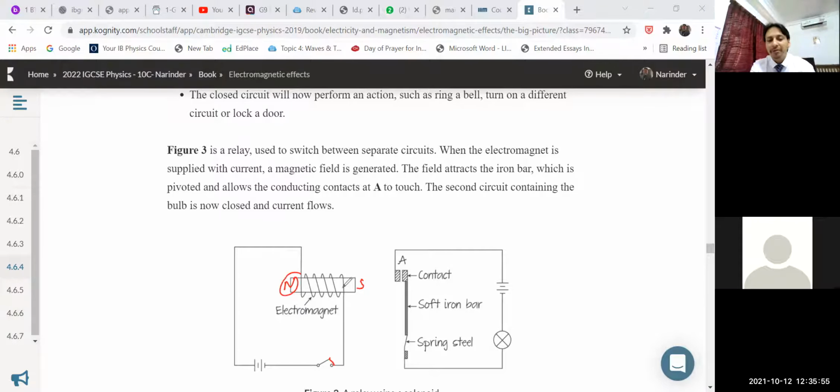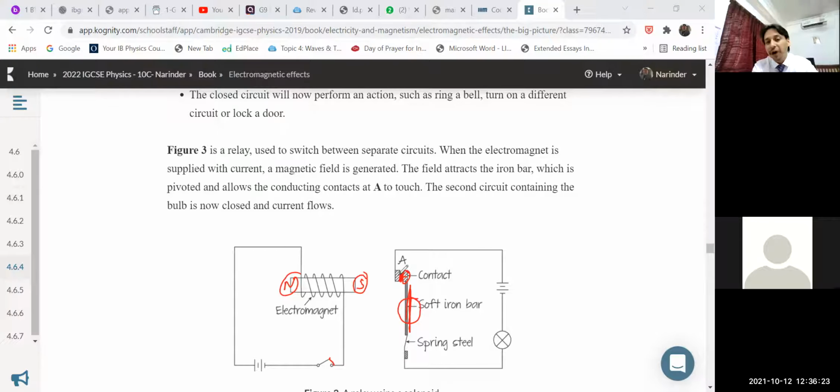Okay, it doesn't matter here. But the concept is that around the electromagnet, the magnetic field will be there. If the magnetic field is there, children, then what happens? This soft iron bar, that is a piece of iron, gets attracted towards the magnetic field. And if it gets attracted towards the magnetic field, then what happens? As this piece of iron is connected with this point, due to the attractive force, this switch will get in contact with the point A.